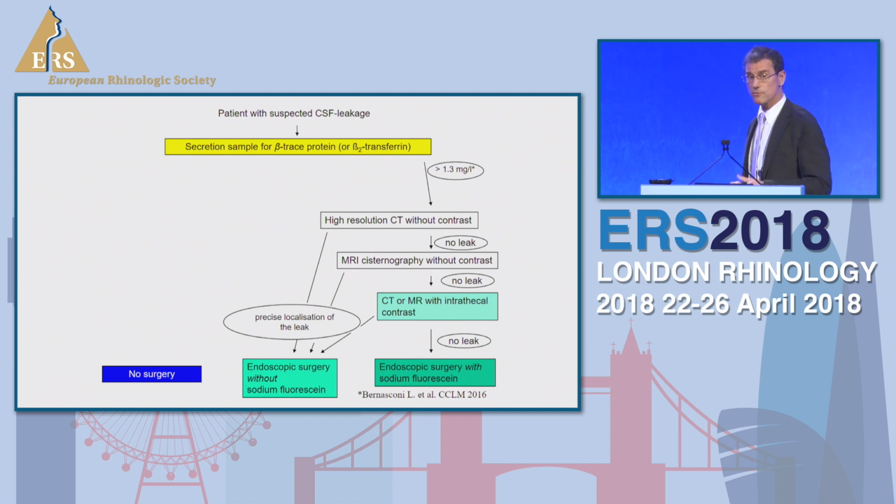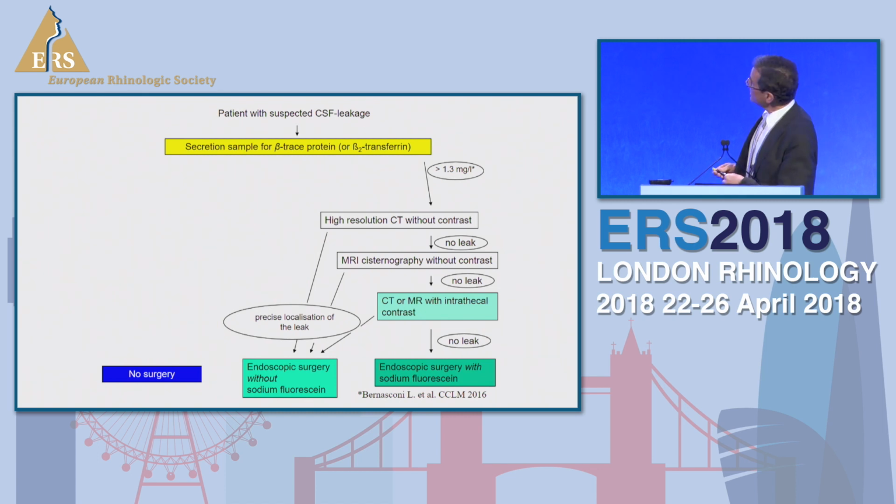And when you have a sample which is indicative for CSF, you start the imaging, and that's fairly straightforward. Of course, you start with a high resolution CT scan. If you find the leak, that's fine, then you can operate, usually endoscopically. If you do not find the leak, you go on with a CISS sequence MRI scan, which is without any contrast, but it's flow sensitive. So it's not very invasive.